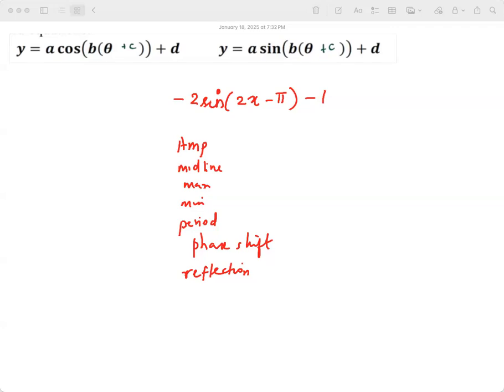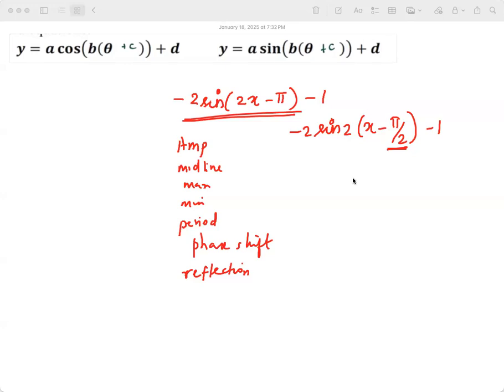Phase shift is pi/4. How, Naisha? Isn't it C over B? It is, but you cannot write it as it is. You have to take out the 2 as common. When you take the 2 as common, it is x minus pi/2, right? So the phase shift is this one, right?